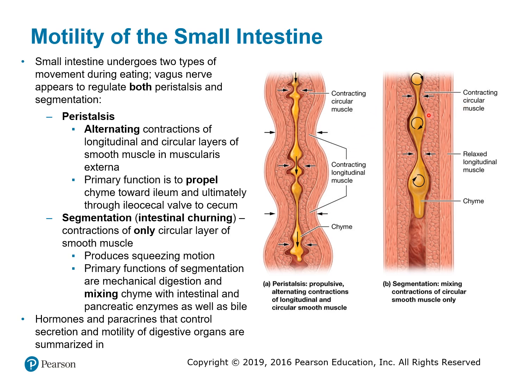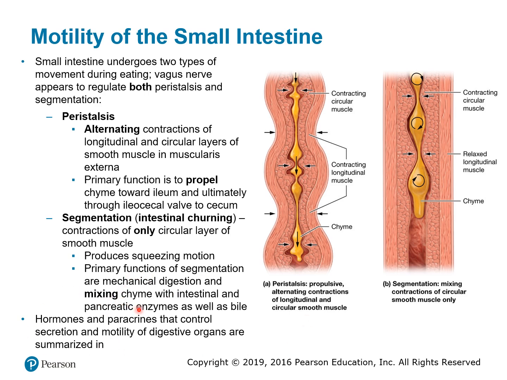And then the circular layer pinches the cavity, and the mixing of the chyme happens here. Now, segmentation, like I said, is internal churning, and it's only happening in the circular layer, like I was explaining here. And there's mixing, mainly this is mechanical digestion, that physical digestion, in correlation with intestinal and pancreatic enzymes as well.